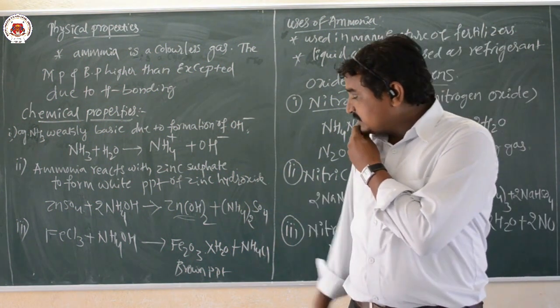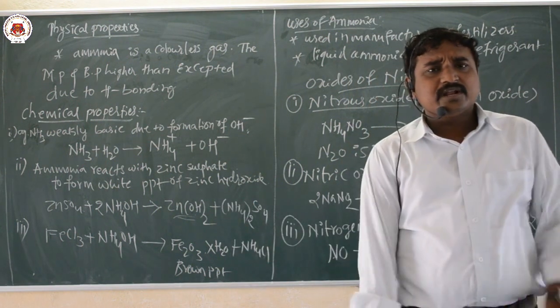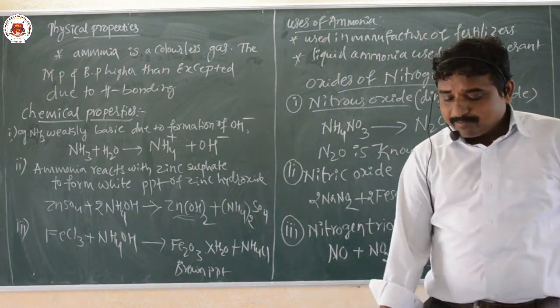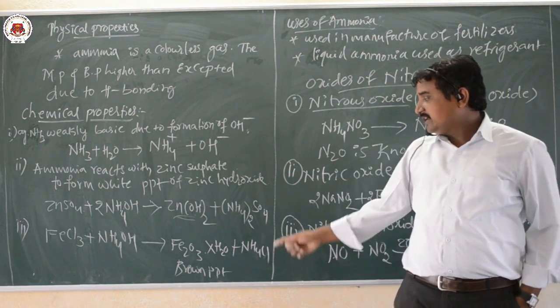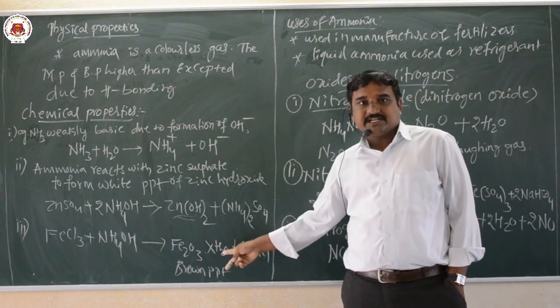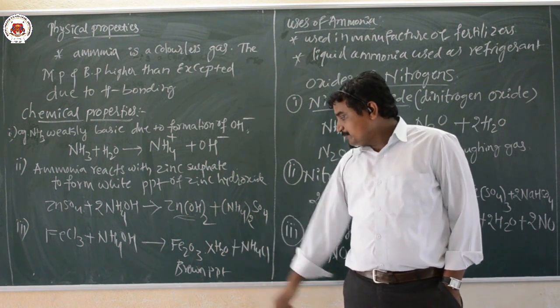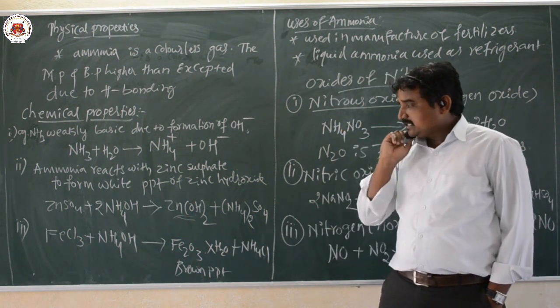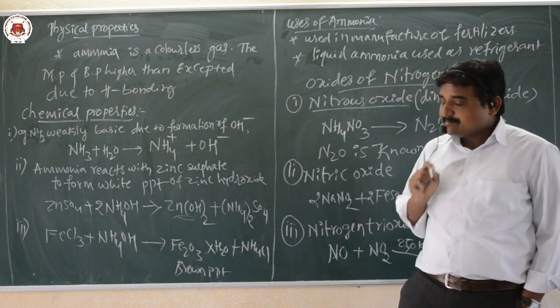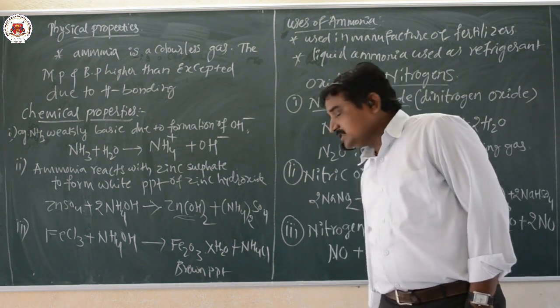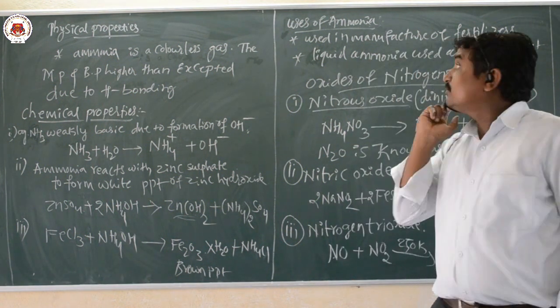And the third reaction is ferric chloride reacting with ammonium hydroxide. There is a formation of a brown precipitate, that is ferric oxide with water content. So this is a brown precipitate, and this is another chemical property of ammonia, that is ammonium hydroxide reacting with ferric chloride.